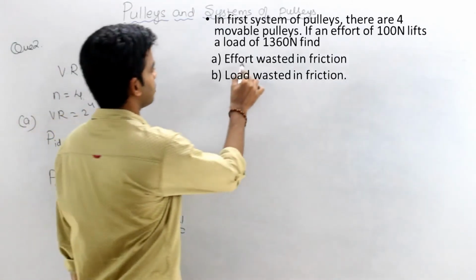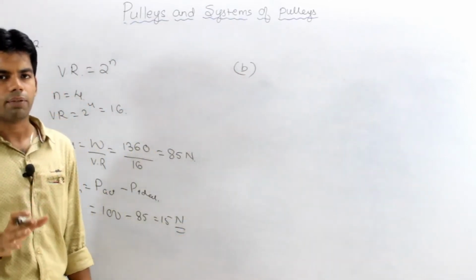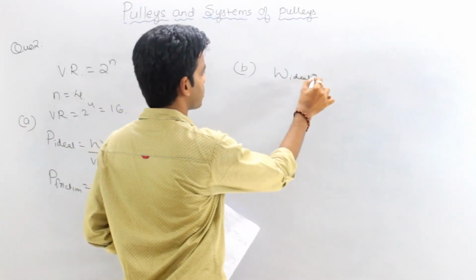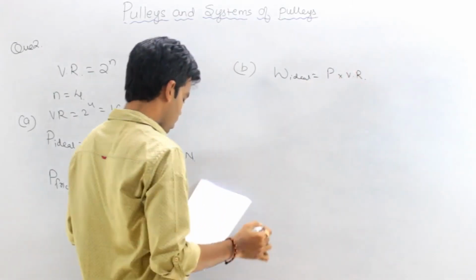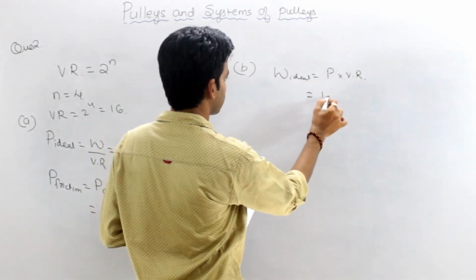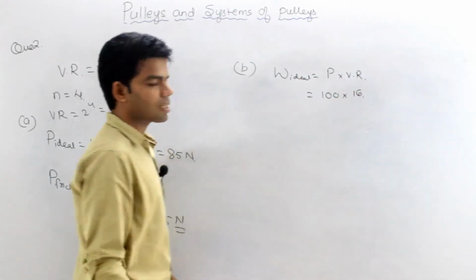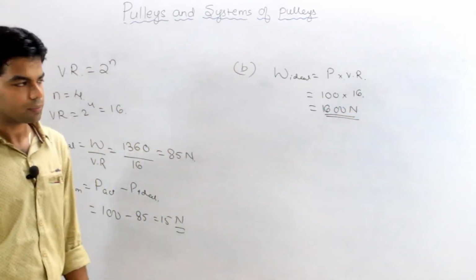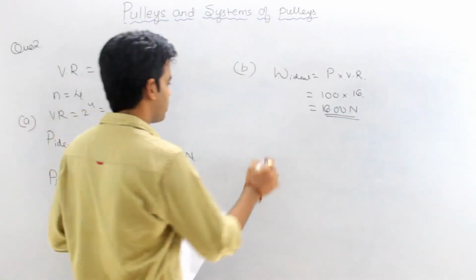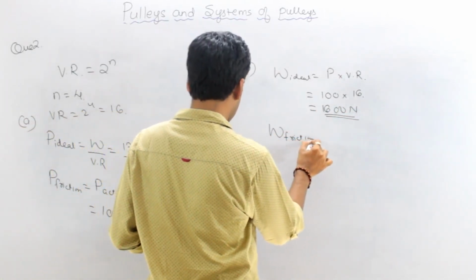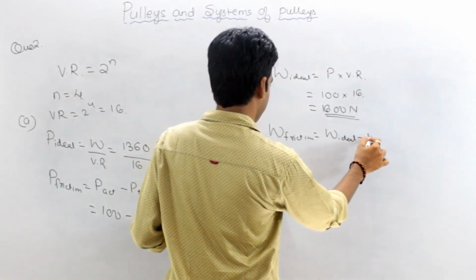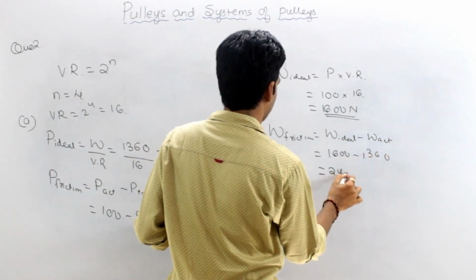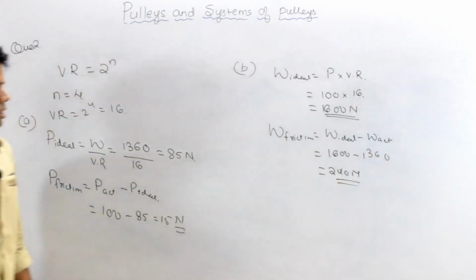Now, what is part B saying? Load lost due to friction. Same thing, we will have to determine the ideal load, W ideal, and how can we determine W ideal? Again we know the formula is P into velocity ratio. P actual is given as 100 Newton, so this will be 100 into velocity ratio, which we have determined as 16. So, this will be equal to 1600 Newton. This is the ideal load which would have been lifted. From here we can determine W friction, which is equal to W ideal minus W actual. So, this is equal to 1600, W actual is given as 1360. So, this will be equal to 240 Newton, that is it. Okay. So, this completes our pulley part.